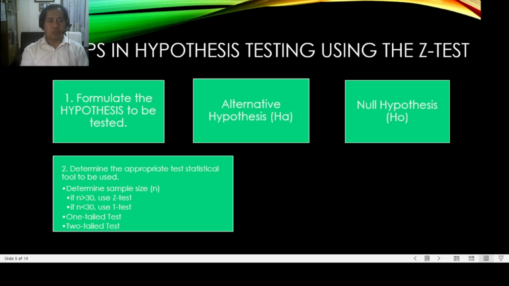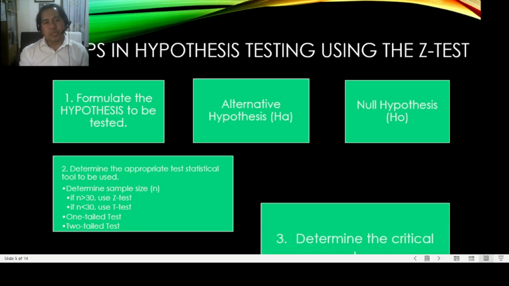And if n is less than 30, we make use of t-test. And of course, we also have to consider the kind of test that we are going to use, whether it is a one-tailed test or a two-tailed test. Now, you might be asking, what if the sample size is exactly 30? When we are going to make use of the z-test, we have to consider that the n must be equal or greater than 30. Okay, so that is for the z-test.